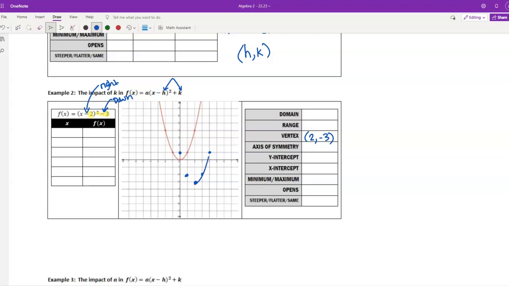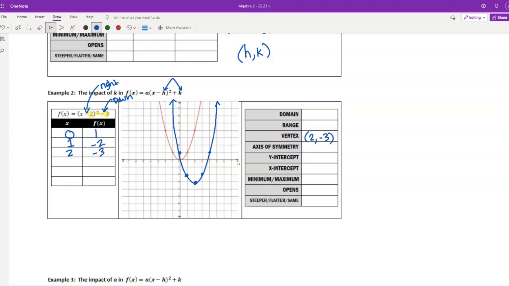Now without plugging numbers into my chart over here, I was able to find some values. Now I can check that out. When I plug in 0, I get negative 2 squared, which is 4, and 4 minus 3 is 1, and that's what I graphed. When I plug in 1, I get negative 1 squared minus 3, which is negative 2, and that's what I got. So you can see that the ones that I graphed are correct.